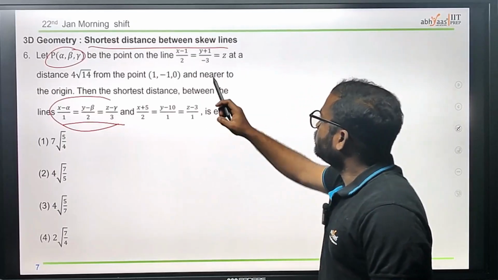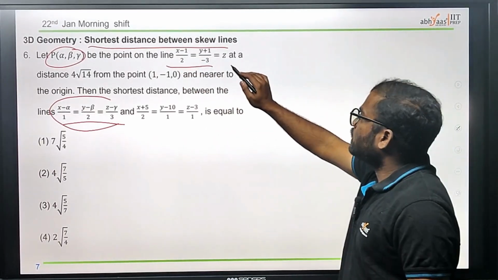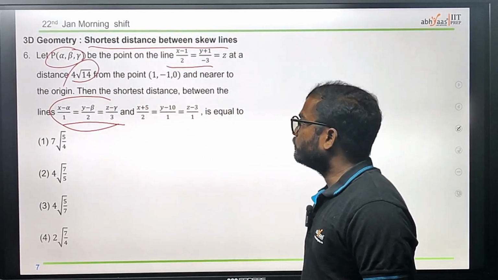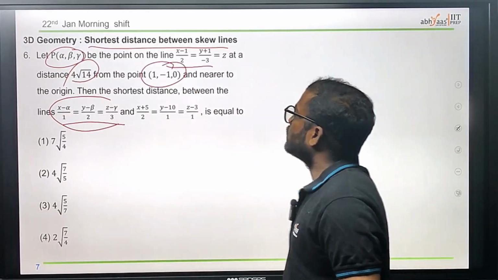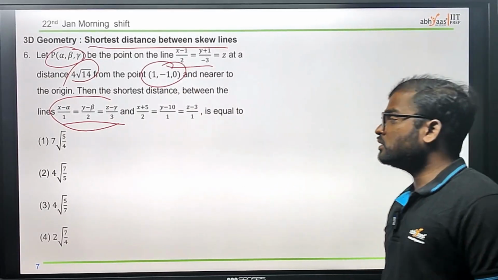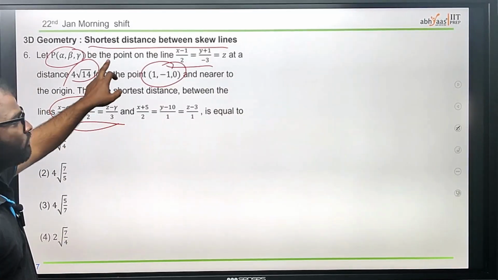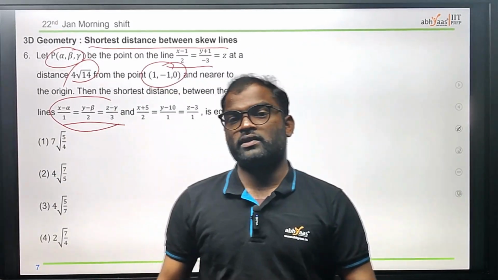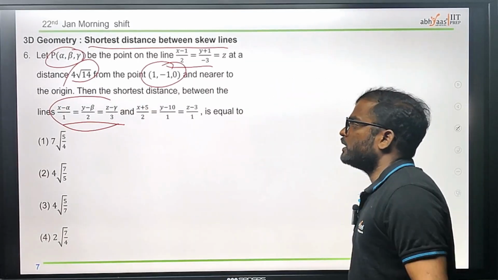Now in this we have the line x minus 1, y plus 1 and z. These are the direction ratios. Now the distance is 4 root 14, which is the distance from the point 1 gamma minus 1 gamma 0, which is nearer to the origin. We need to check which is the point. Whenever we get 2 points, we need to check which is near to the origin, and we have to take that in order to find the point P of alpha, beta, gamma.